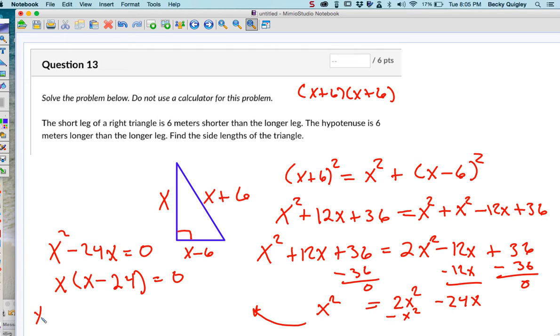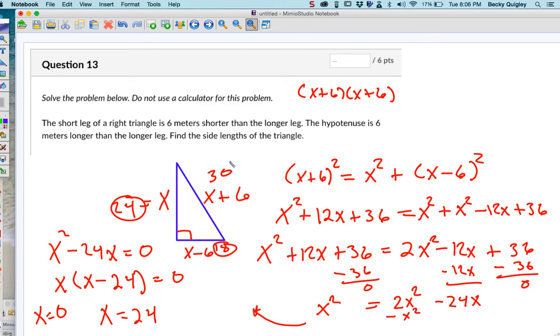One would be x is equal to 0, which we know can't be true because we are dealing with an actual triangle distance here. Or we could have what minus 24 will give you 0. Well, that would be 24. So x would be equal to 24, which means this leg would be equal to 30, which means this leg would be equal to 24 minus 6, which is 18.